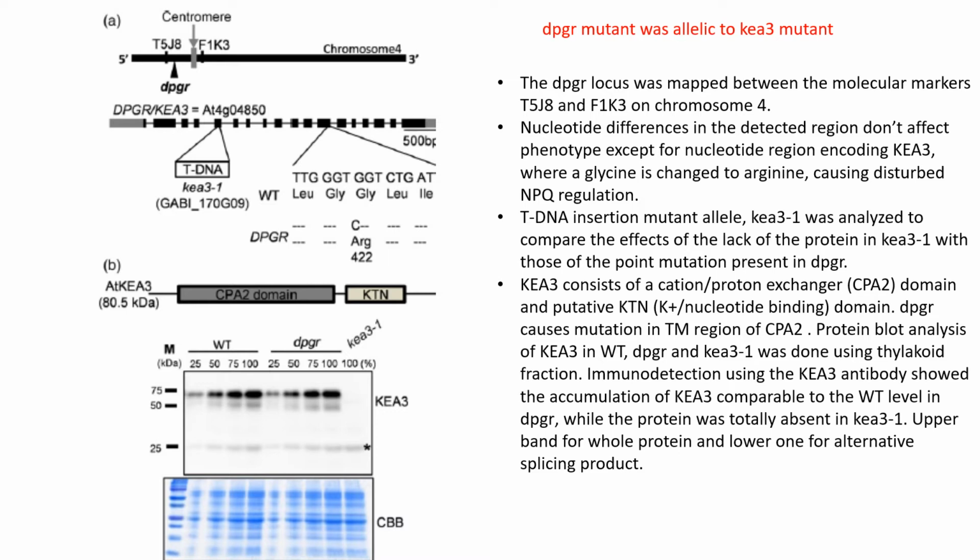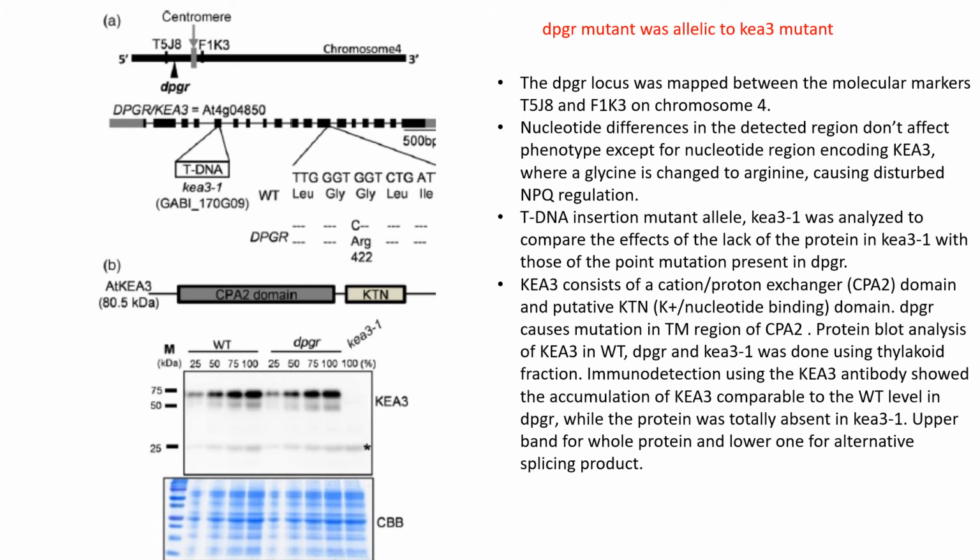This kind of mutation that is seen that causes the disturbance for DPGR would be known as a missense mutation. The authors also did experiments where they inserted T-DNA mutant alleles of the KEA3 knockouts and analyzed the effects with respect to that of DPGR.